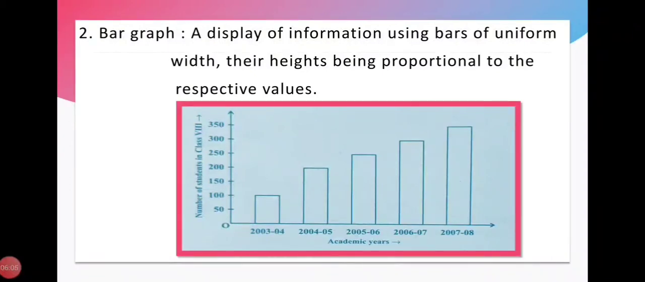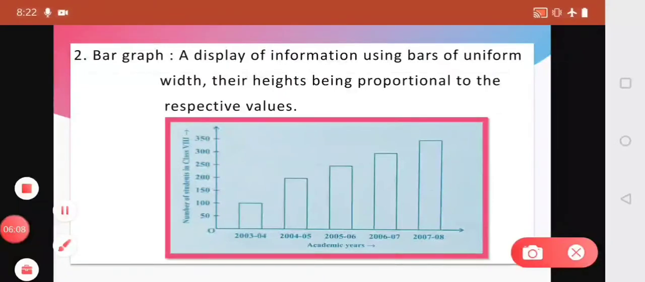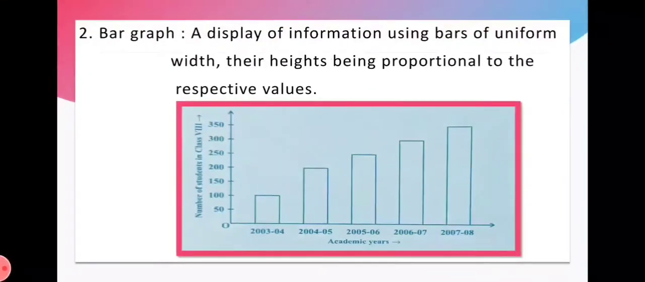Now you can see in the graph that all these bars have equal, uniform width. It is not that one bar is thick and one bar is narrow. So you have to take care that the bars have uniform width, and also the gaps between the bars should be uniform.